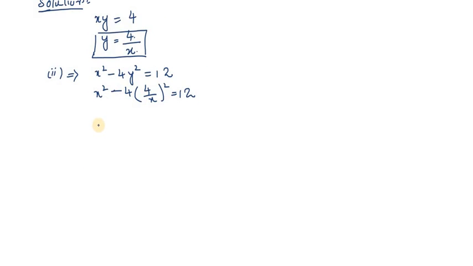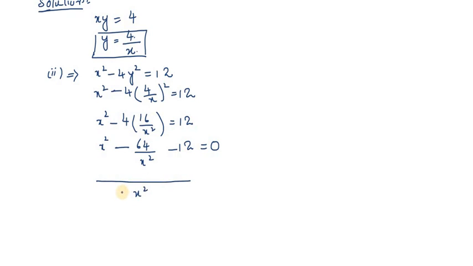x square minus 4 times 4 square, 16 upon x square, is equal to 12. x square minus 16 multiply 4, 64 upon x square, and on the other side of the equality, 12 becomes minus 12, equal to 0. We take LCM x square.